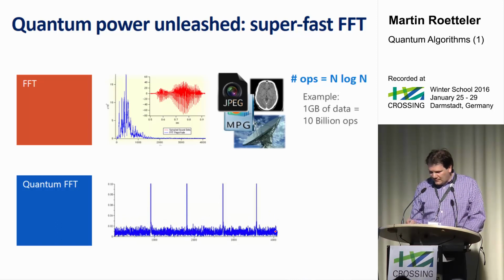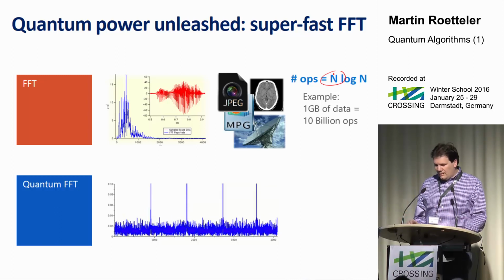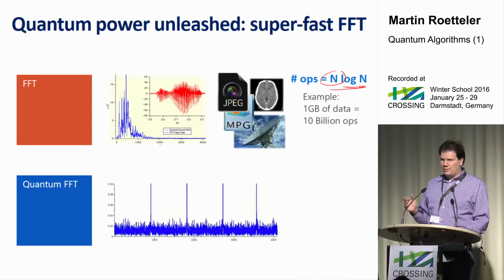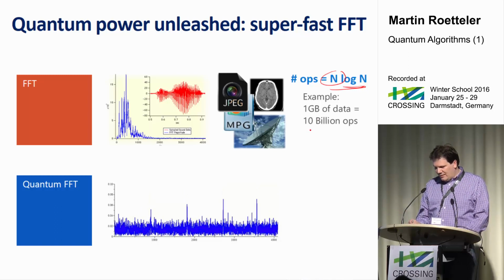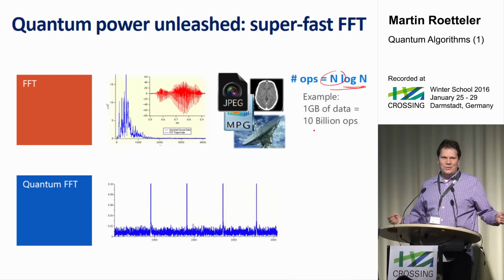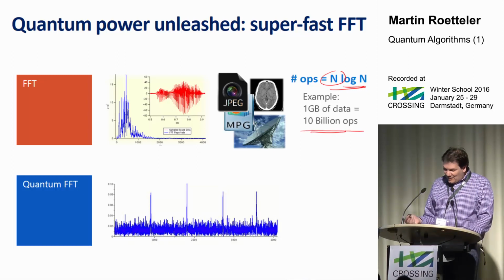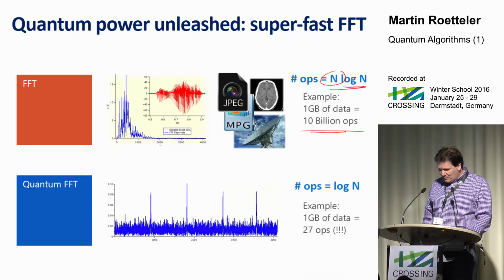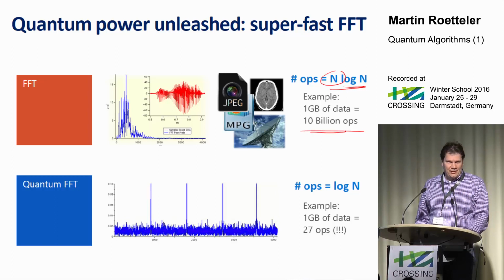So if your signal has length n, then you can go from the time domain to the frequency domain in essentially n log n operations, counting arithmetic operations on the data. So if you have, say, a gigabyte of data, which of course nobody does, nobody computes a Fourier transform of a gigabyte of data, but if you were to do it, you would need maybe a billion floating point operations, something like that. But on a quantum computer, things are much, much better in that respect.